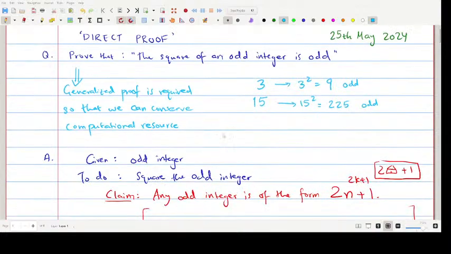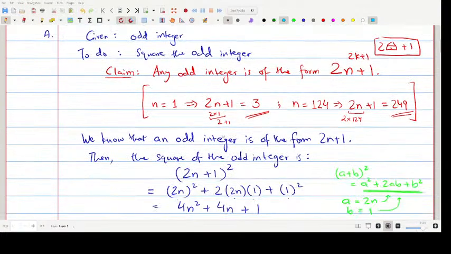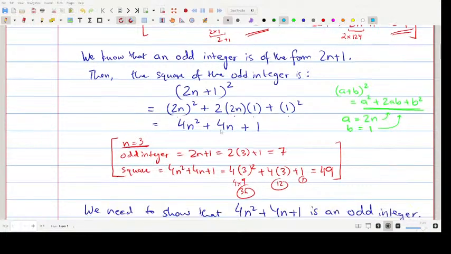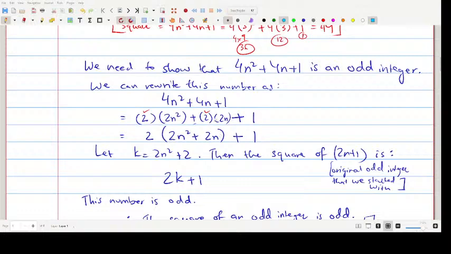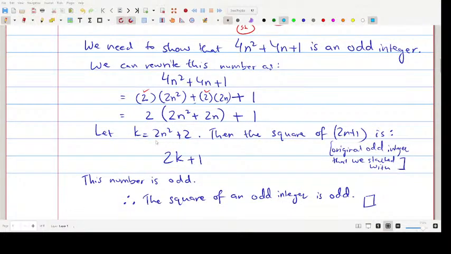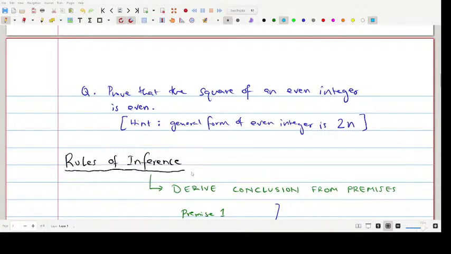In this proof, we claimed that an odd integer is of the form 2n plus 1, and we found the square of 2n plus 1 as 4n square plus 4n plus 1. Then we rearranged the terms and took k equal to 2n plus 2n square, and we got 2k plus 1, which is in the form of odd. There is a little homework for you: prove that the square of an even integer is even. I've given you a hint that the general form of an even integer is 2n.